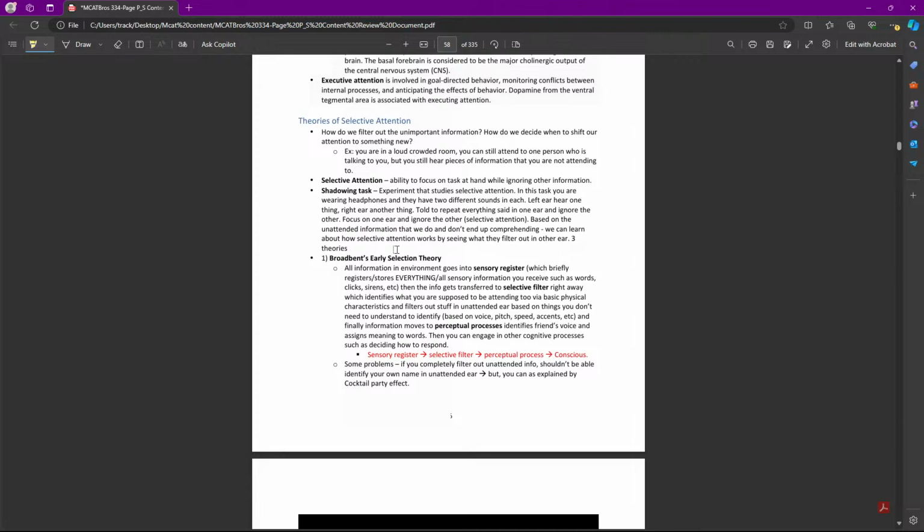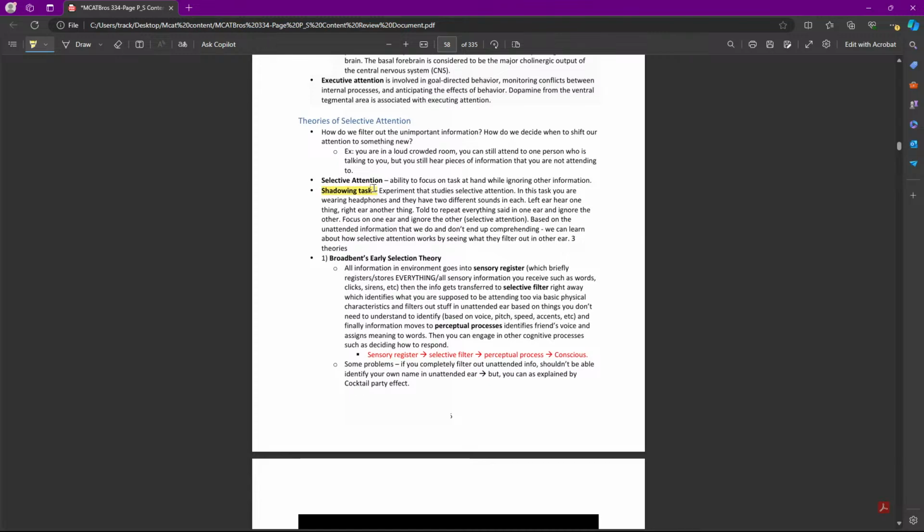Example, you're in a loud room and you still attend to one person who is talking to you. You still hear information that you're not attending to. So we have selective attention, the ability to focus on a task at hand while ignoring other information. Shadowing tasks is an experiment that studies selective attention.